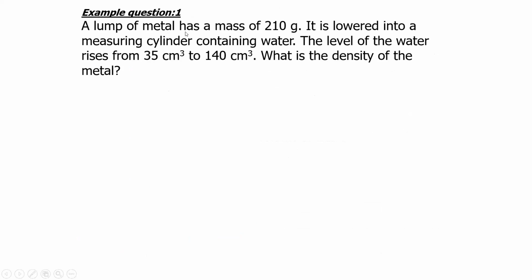A lump of a metal has a mass of 210 gram. It is lowered into a measuring cylinder which contains water. The level of the water rises from 35 to 140. What is the density of the metal? Can you work out the density of the metal?